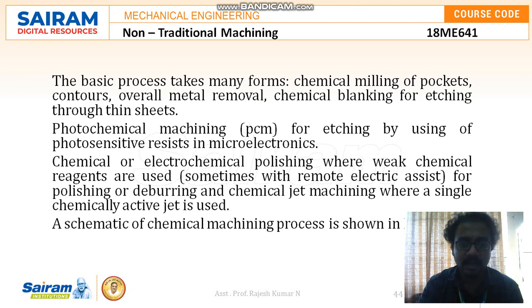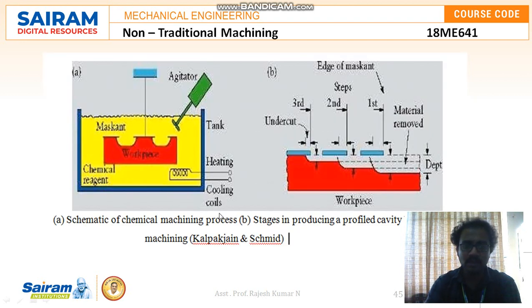A schematic of the chemical machining process is shown here. You can see this is the workpiece, and the red color indicates that the workpiece has been completely coated with maskant. The remaining portions are left blank, or free, because my target is to remove excess material only on the portions where the maskant does not cover. I keep this in a chemical reagent with the presence of an agitator, and continuously heat this chemical reagent with the help of heating and cooling coils.